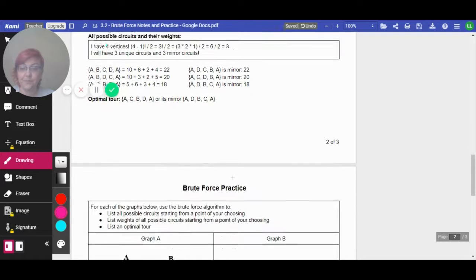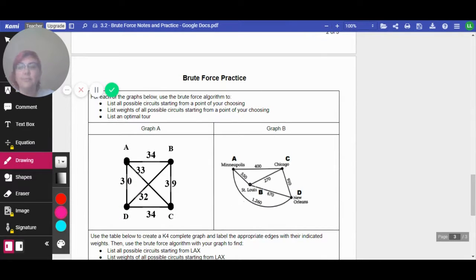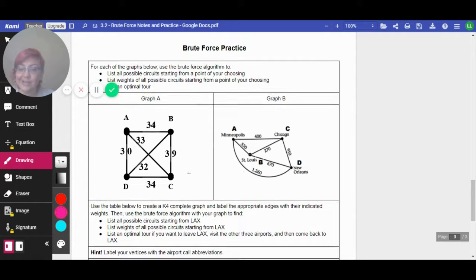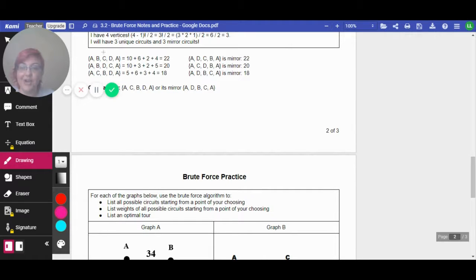Okay, let's do some practice. We're going to use the brute force algorithm to list all possible circuits from a point of our own choosing, list their weights, and then say what the optimal tour is. All right. Well, I'm kind of in luck for these two because I already know from here, these are the 3 circuits I'm going to have to check. ABCDA, ABDCA, and ACBDA.